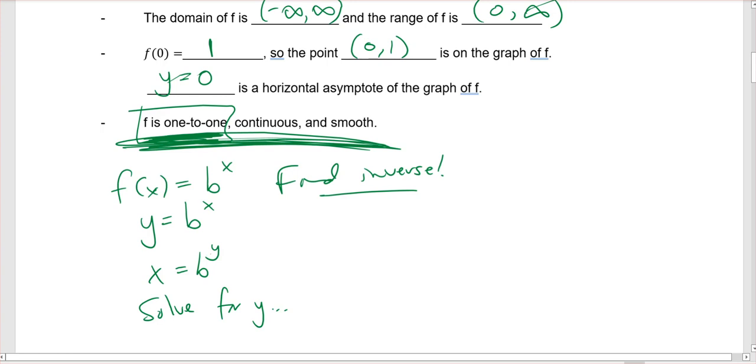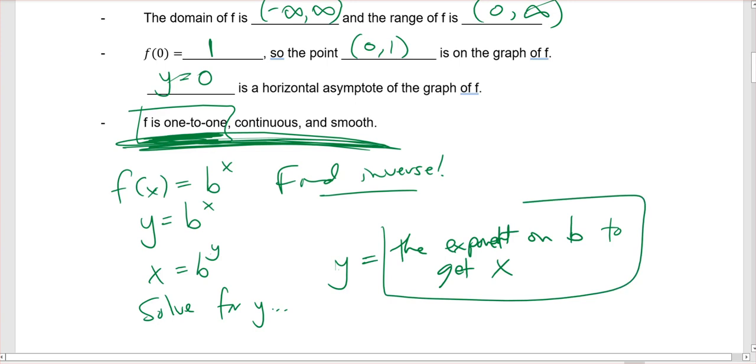So what we can say in words here, and I very much encourage you to think about this in words: y is the exponent on b to get x. So it's the exponent we put on b to get x. b to the y power is x. So this in words is what logarithm is.